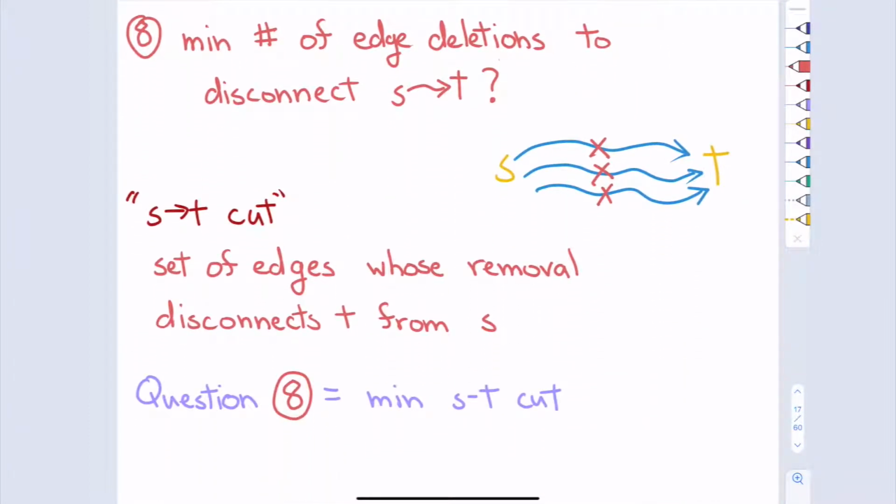And then the other question, deleting the minimum number of edges so I can no longer get from S to T. Such an edge set is called an S to T cut. It cuts off S from T. So this problem is sometimes called the minimum ST cut. You can also do versions with cost on edges. We won't discuss that today. We'll discuss that next time.